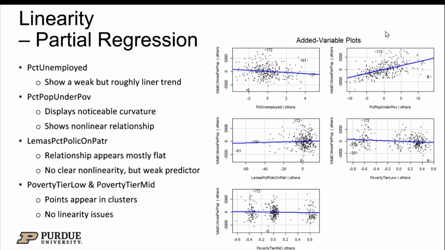We also created a partial regression plot, and for each of the variables, percent unemployed showed a weak but roughly linear trend. Percent population under poverty displays notable curvature and shows a nonlinear relationship. Percent police on patrol shows a relationship that appears mostly flat and shows no clear nonlinearity but a weak predictor. Poverty tier low and mid have points that appear in clusters and no linearity issues.